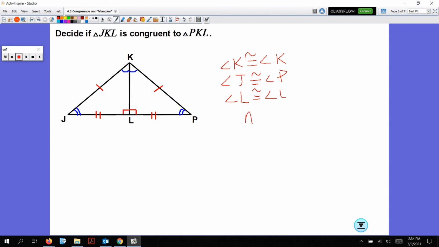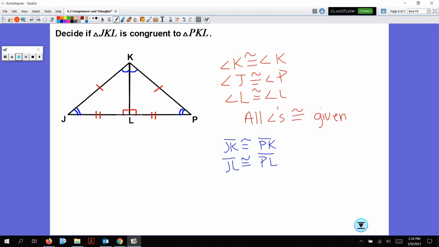So all angles are congruent, and that's given information. We did not have to use a theorem or something, right? This is given information. We also know some information about the sides, right? JK is congruent to PK, and JL is congruent to PL. We just need that third side.